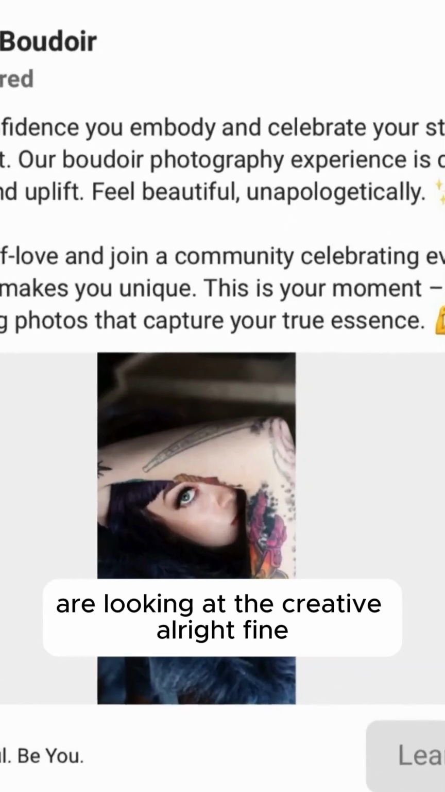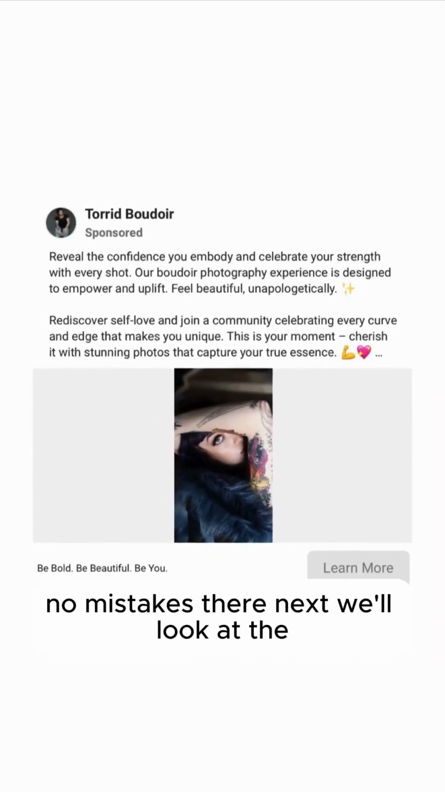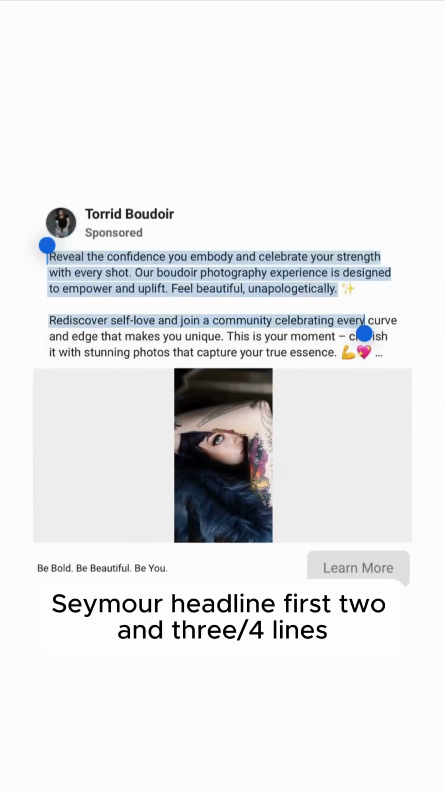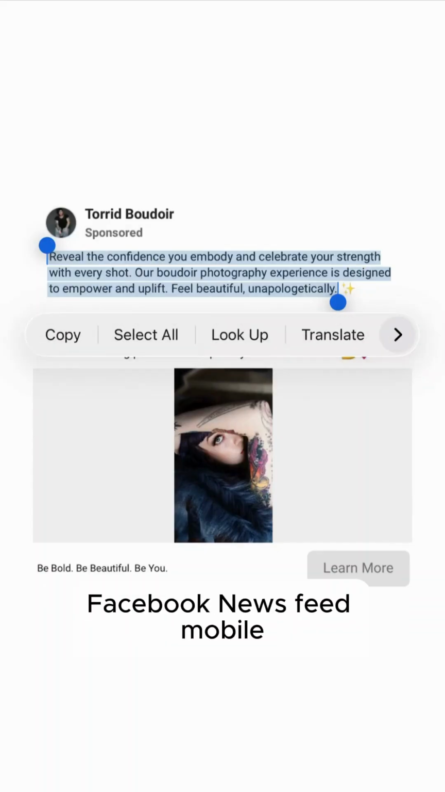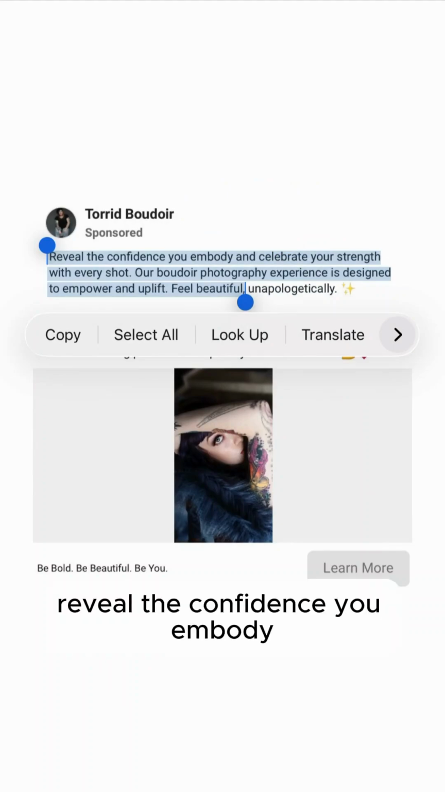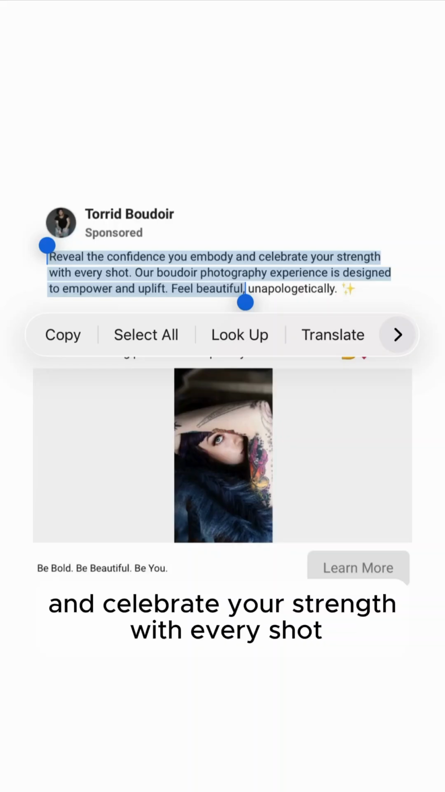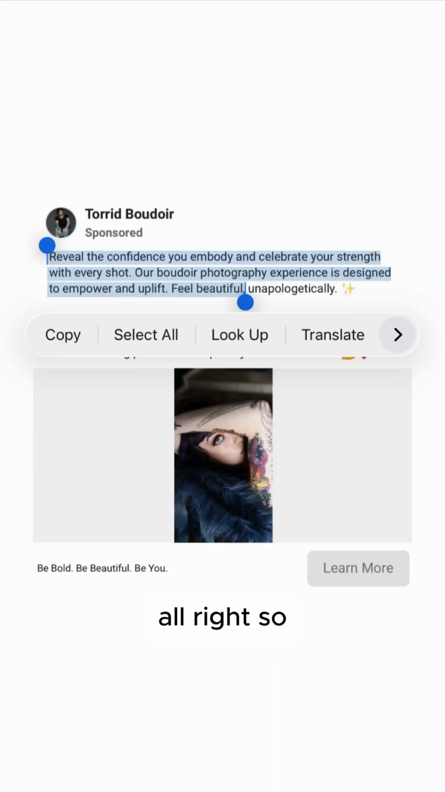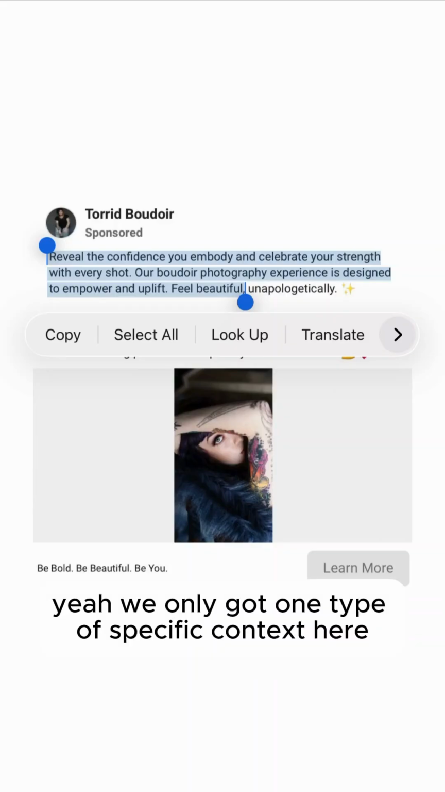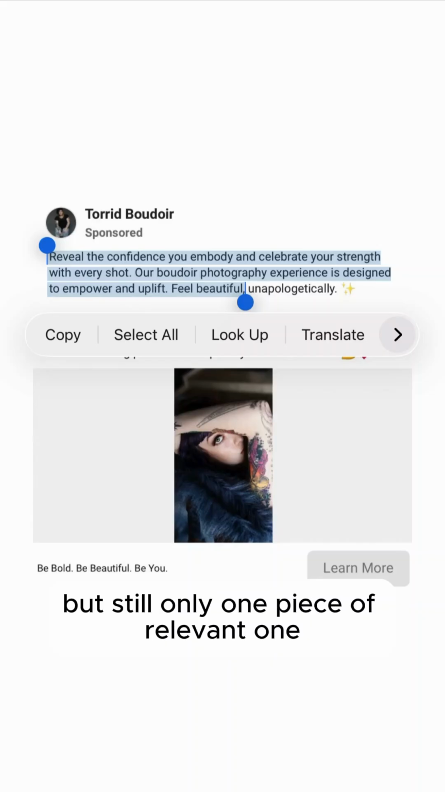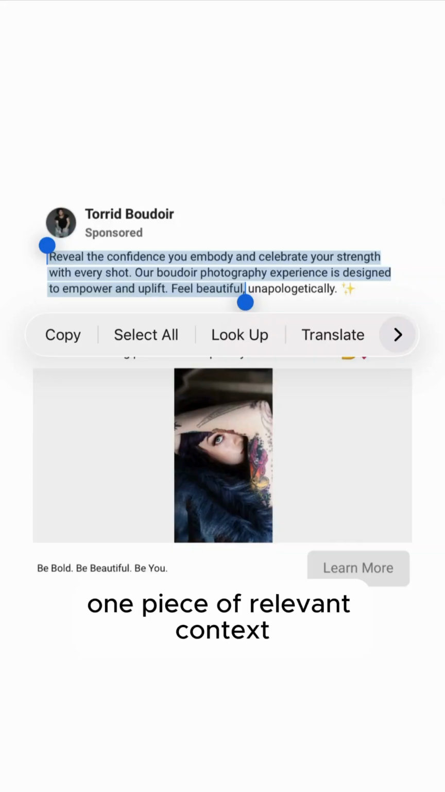Are we looking at the creative? All right, fine, no mistakes there. Next, we'll look at the see more headline, first 2 3/4 lines on the Facebook newsfeed mobile. Actually, that's probably getting cut off. Reveal the confidence you embody and celebrate your strength with every shot. Or with wealth targets designed to empower and uplift. All right, so yeah, we only got one type of specific context here. Repeated different ways a bunch of times, but still only one piece of relevant context.